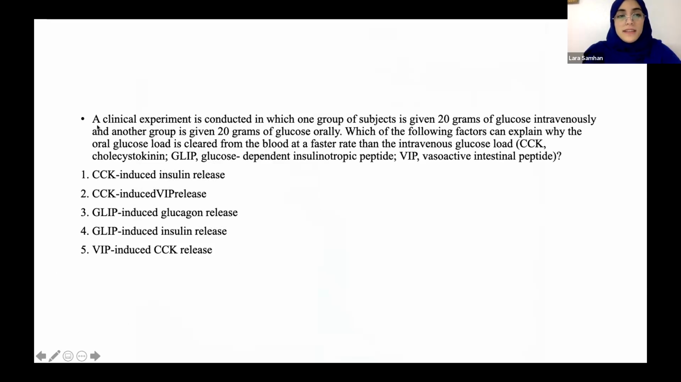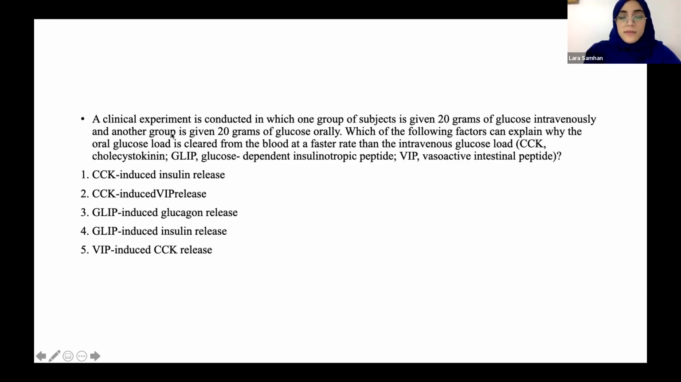The question tells us we have a clinical experiment that's being conducted in a group of subjects that is given 20 grams of glucose intravenously, and another group who is given 20 grams of glucose orally. Which of the following factors can explain why oral glucose load is cleared from the blood at a faster rate than the intravenous glucose load? And here, just explain the terms: what CCK stands for, GIP, and VIP.